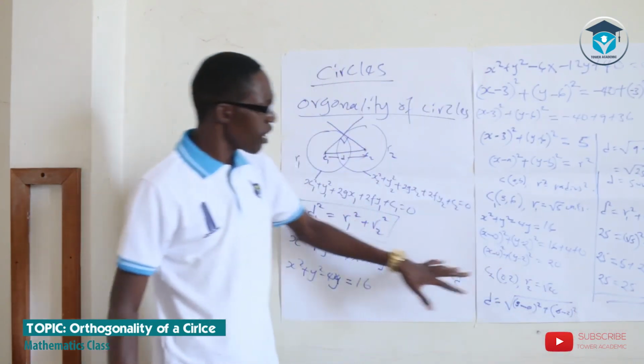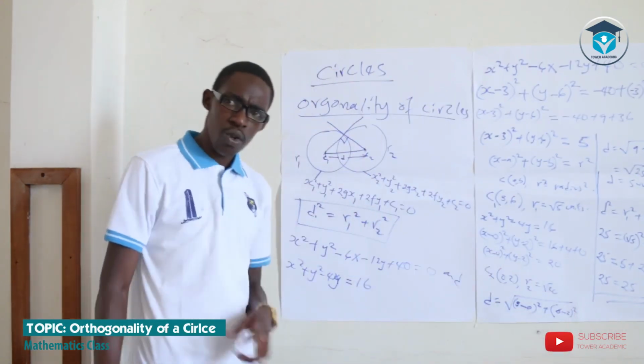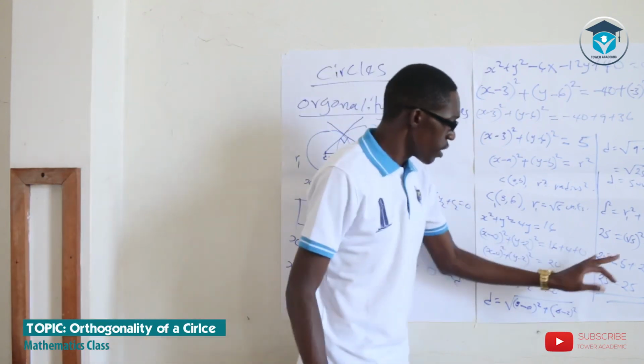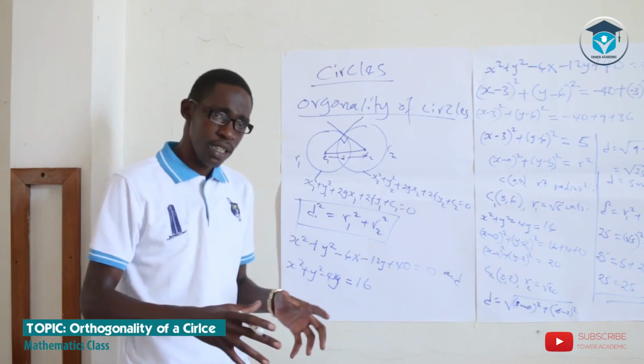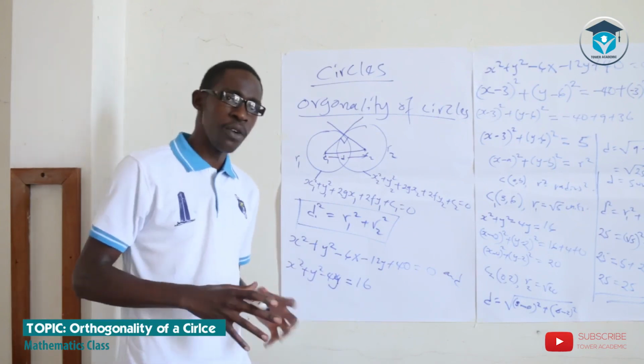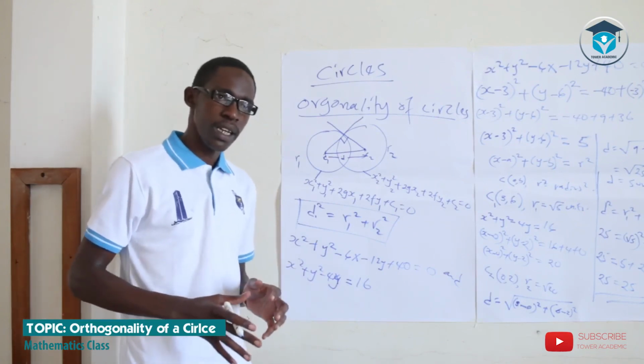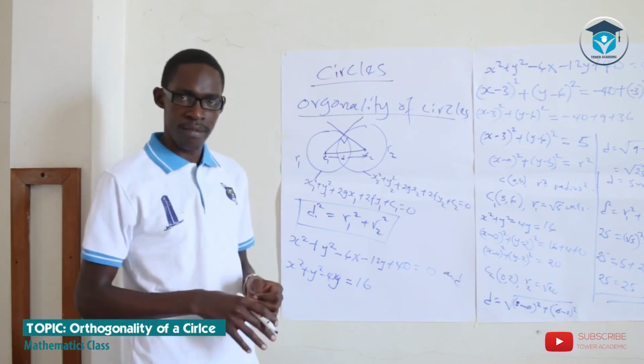So how about if it had not been orthogonal? If it was not orthogonal, then I would show that this side is not equal to the other side. Hence, the two circles are not at 90 degrees, or they are not perpendicular, or their orthogonality is null and void.